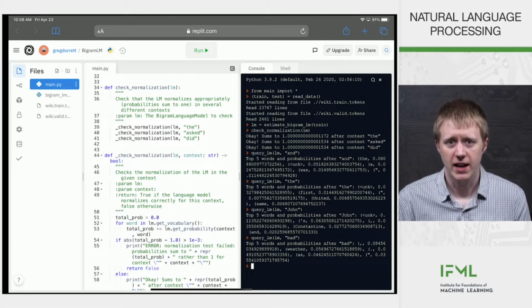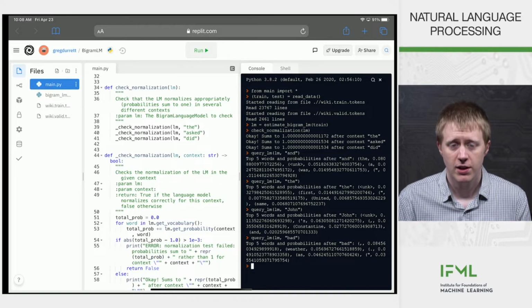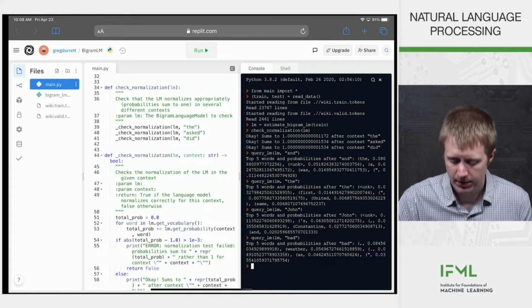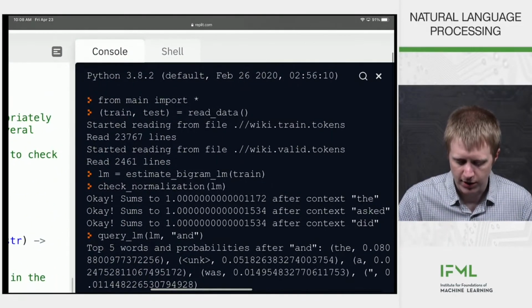In this segment, we're going to get hands-on with the code and see what querying the language model actually looks like. So I've loaded everything up here in Replit. We've got the two Python files, main.py and bigramlm.py, as well as the two data files here. Let me show you what I did so far.